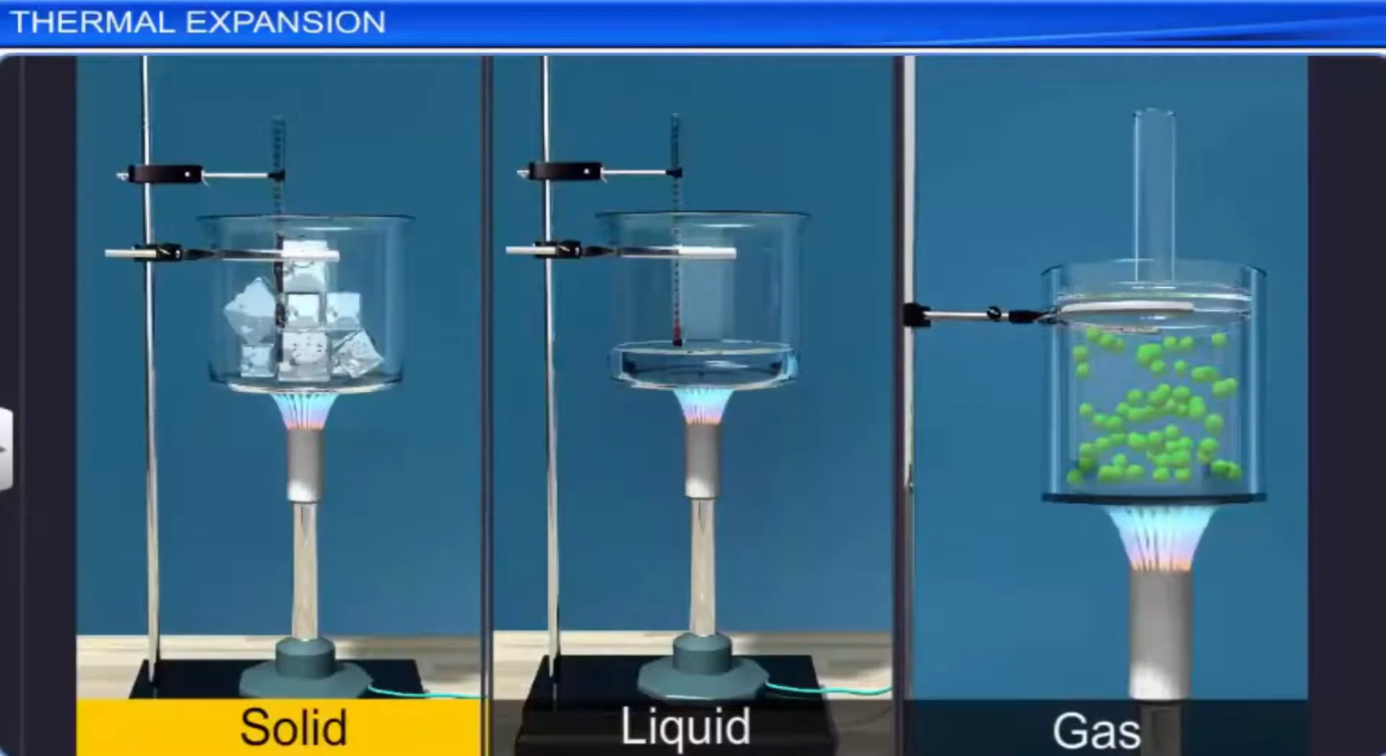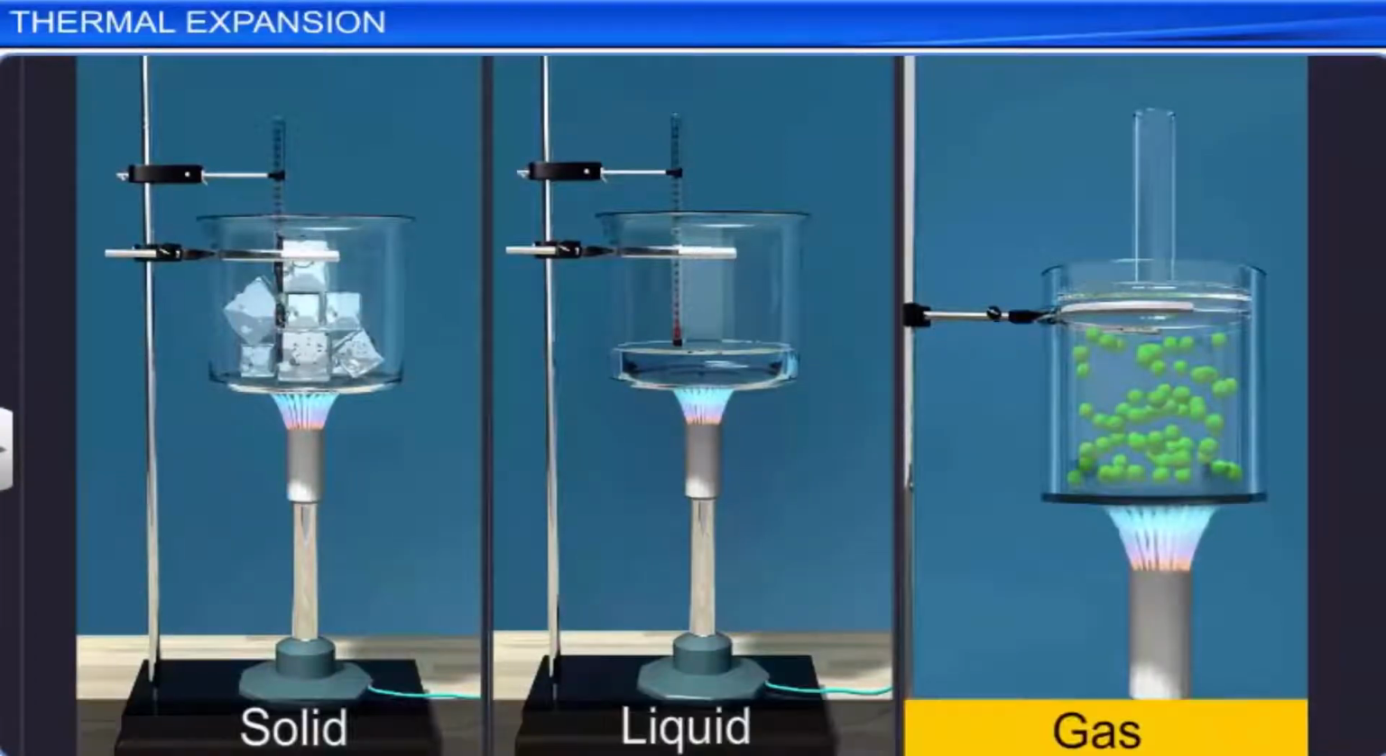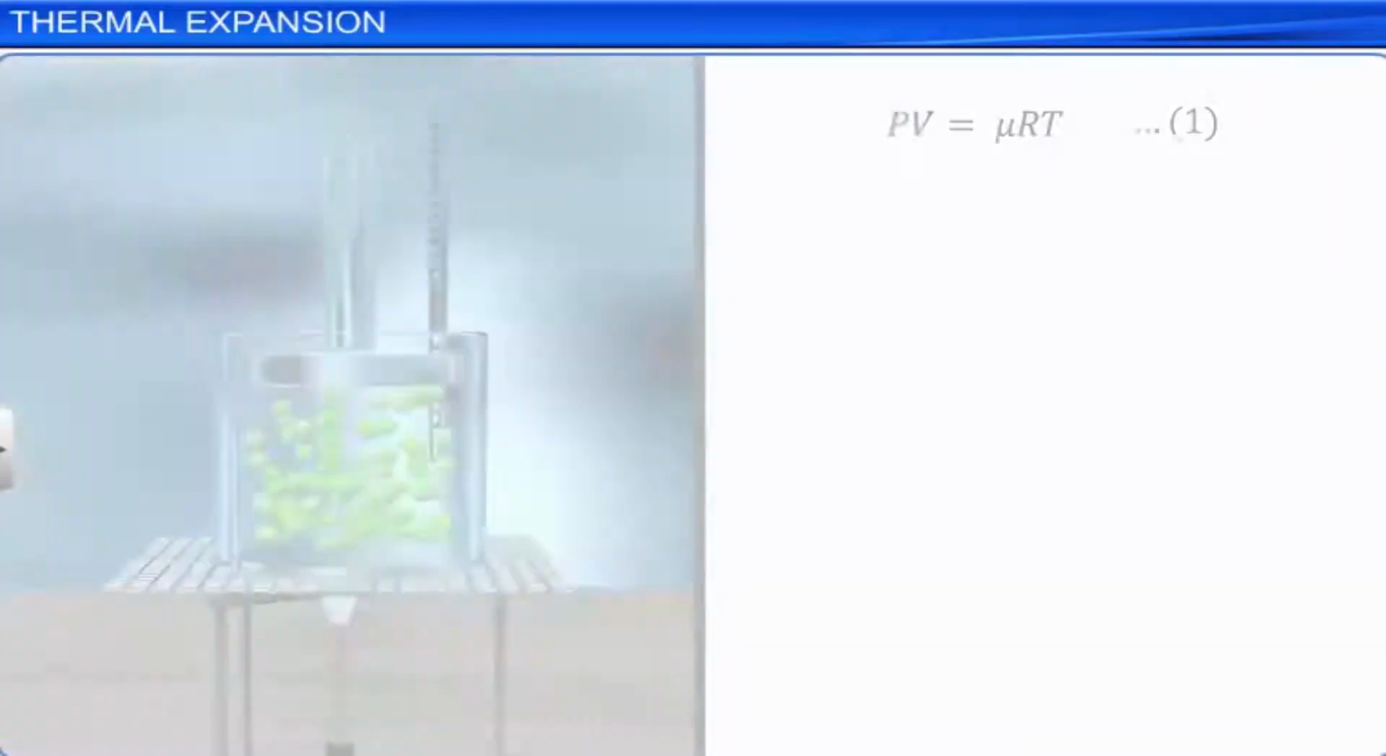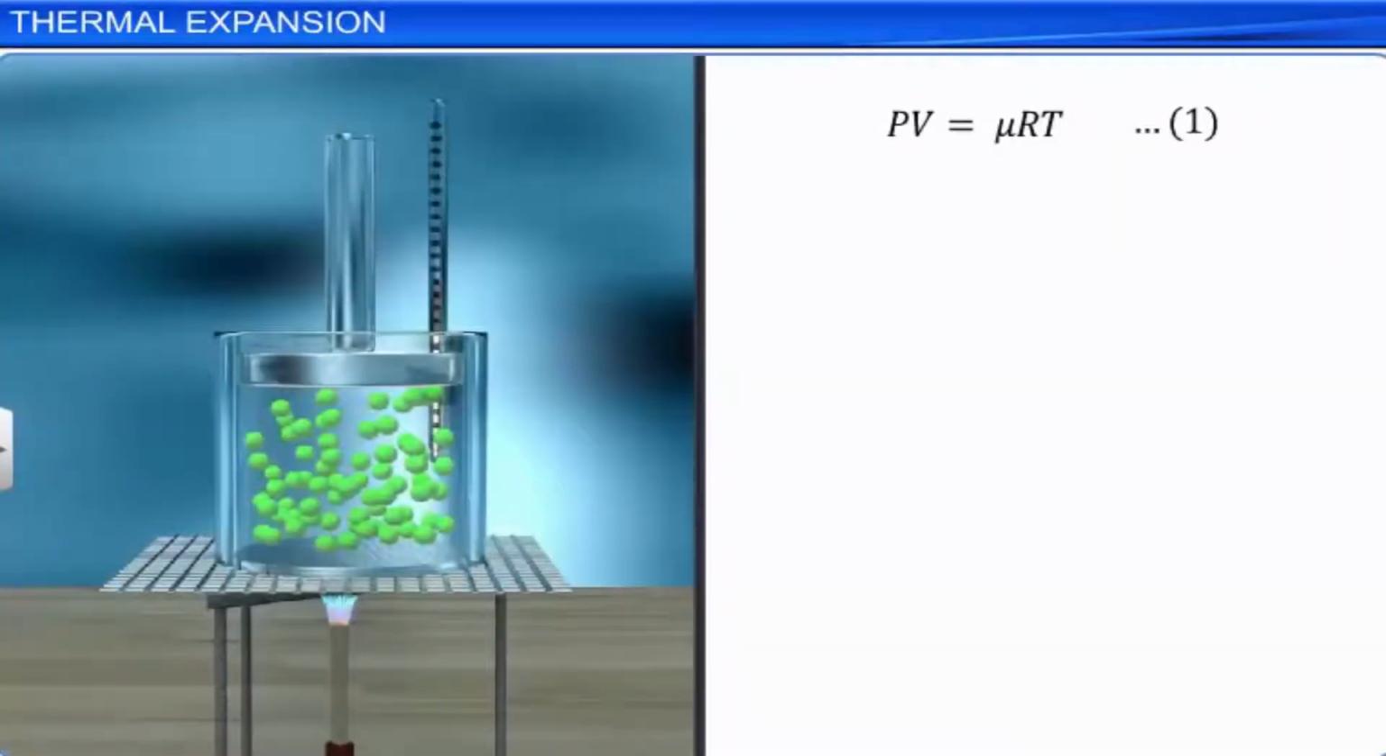When a solid, liquid and a gas are heated, the gas expands more than the solid and the liquid. For ideal gas, PV is equal to mu RT. Let this be equation 1.